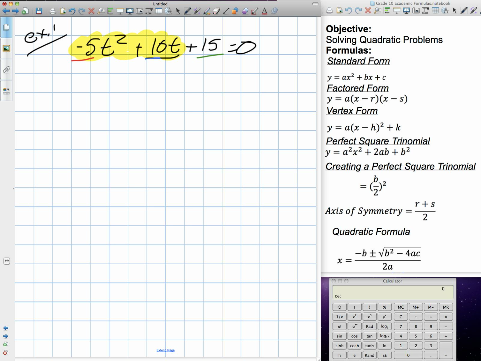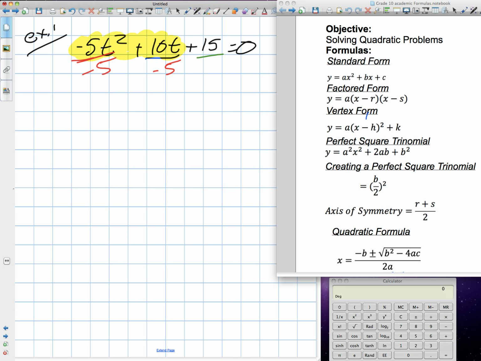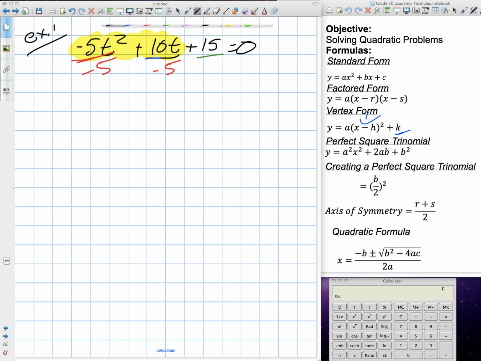Why do you do only the first two? Because we're creating the x value of our vertex form, and we only need a bracket around the first two. Our last value stays outside of the bracket. Okay? So 0 is equal to what, Jaden? -5 brackets t squared minus 2 brackets plus 15.